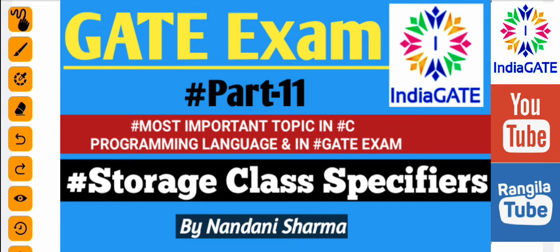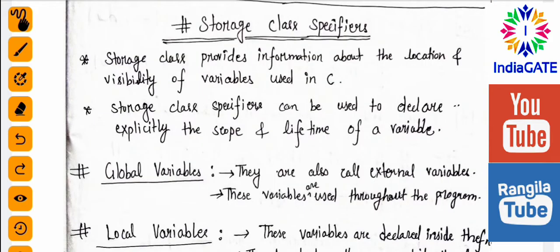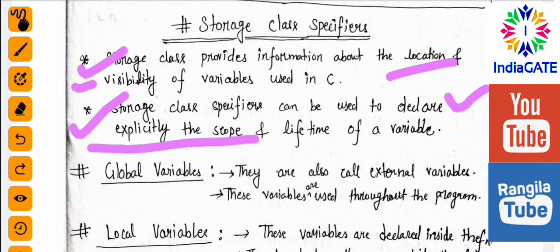So come to the point, that is your storage class specifier. So what is the storage class specifier? Basically, a storage class specifier provides the information about the location and visibility of the variable used in C, and storage class is used to clearly and explicitly specify the scope and lifetime of the variables.